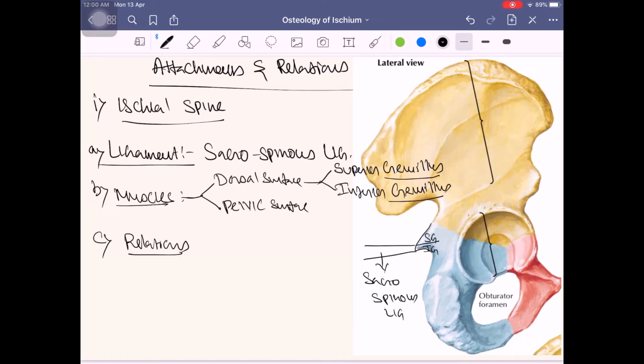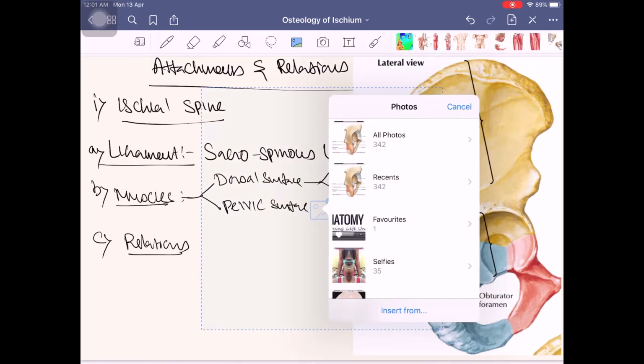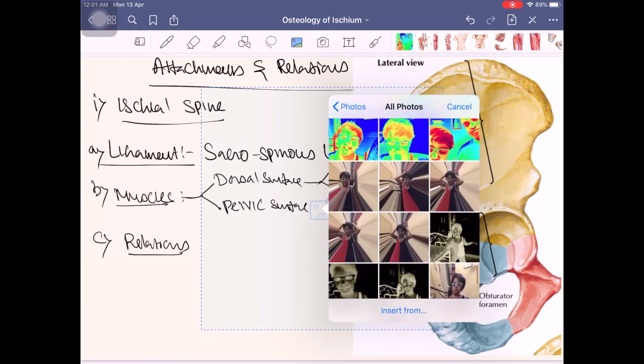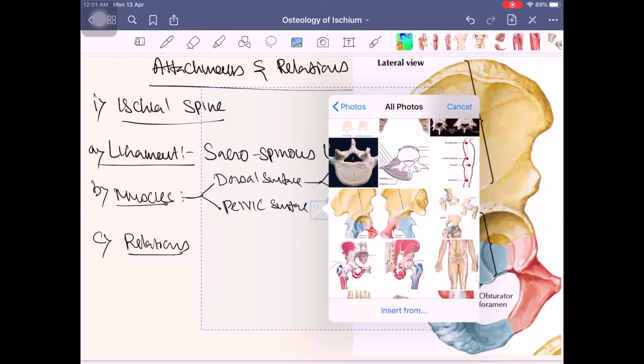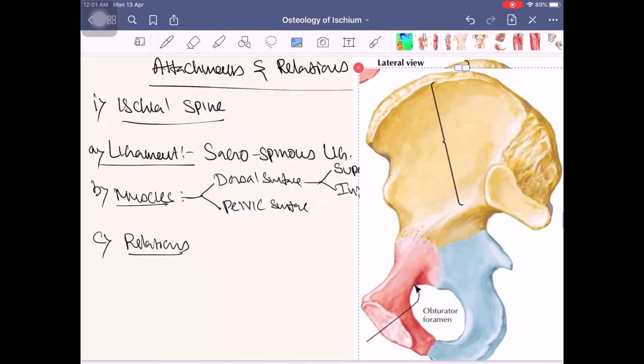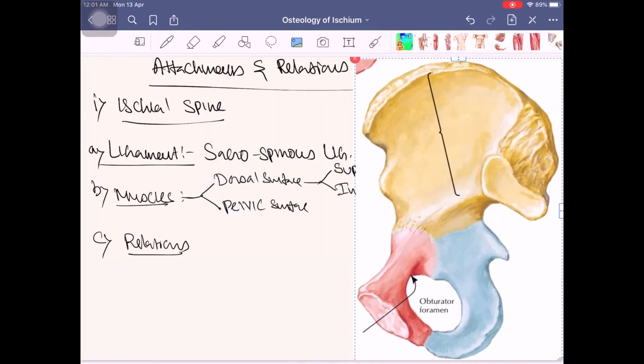And on the pelvic surface, which is on the inner side, so let me take a picture of that also. So if you go on the inner surface, this is your pelvic surface. If I overlap this figure on this, this is our ischial spine, what you are seeing, and this one is our pelvic surface, right? This is a pelvic area.